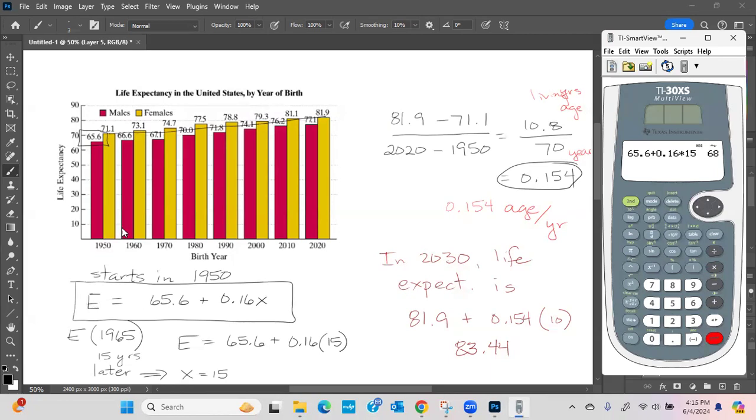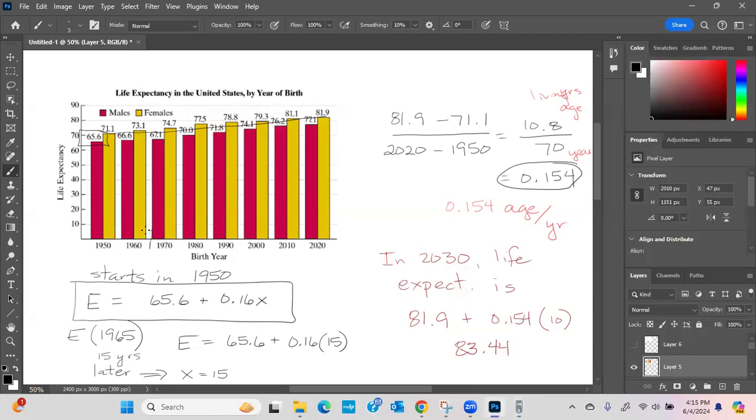Does that fit with our graph? 65 was halfway between there, halfway between 66.6 and 67.1. Well, no, 68 isn't between those. But that's one thing about data, is that our mathematical model does not match every year. However, it matches most of them. And so it's just a general trend. And we came up with a value that doesn't quite work as well.